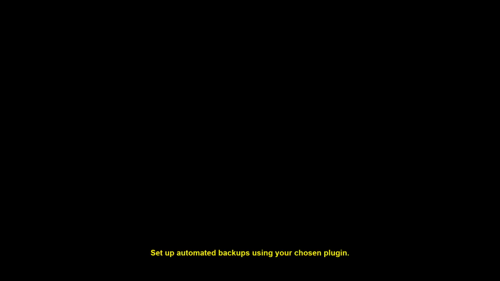Set up automated backups using your chosen plugin. This ensures that your site's data is securely stored regularly. Next, automate updates for your themes and plugins. Go to the Updates section in your dashboard. Enable automatic updates for both plugins and themes.